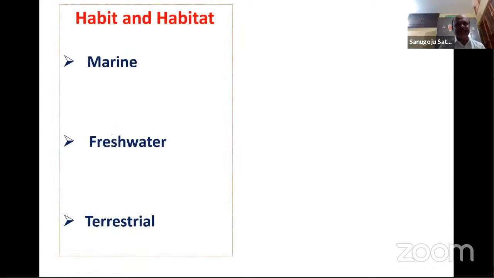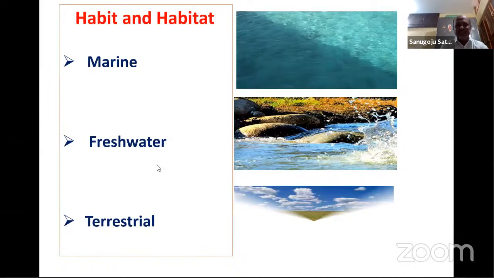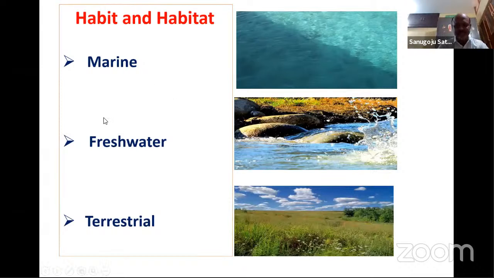Habit and habitat. Some are purely marine, some are living in freshwater, some are terrestrial. That means the three classes of the Annelida phylum. Some are living in marine water, means deep sea water. Some are in fresh water. Some are terrestrial, just like earthworm is terrestrial.